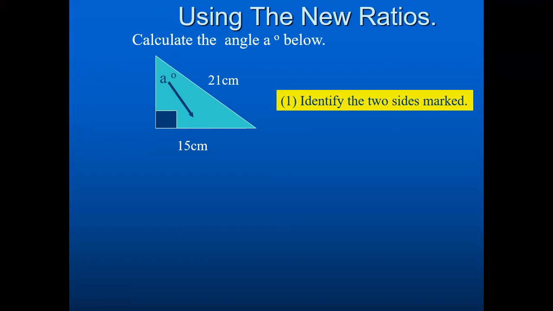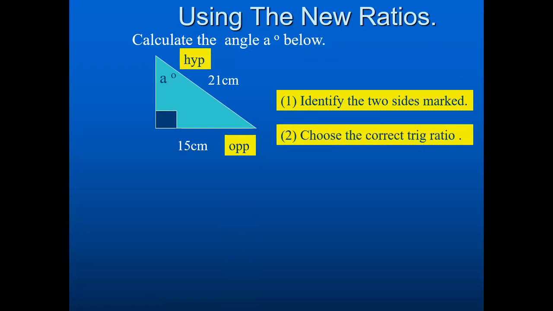Where the arrow is going, what do we call it? Opposite, right? Opposite, because remember that wherever the angle is, the side across from it we call opposite. Then the other side would be what? Hypotenuse. Then they still have to choose the correct ratio, right?